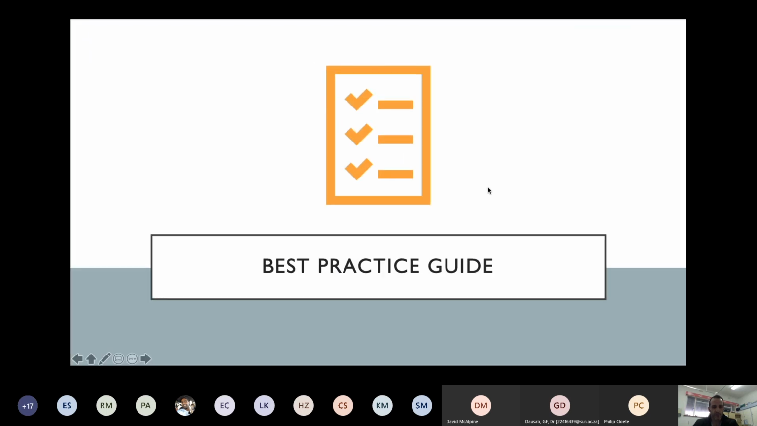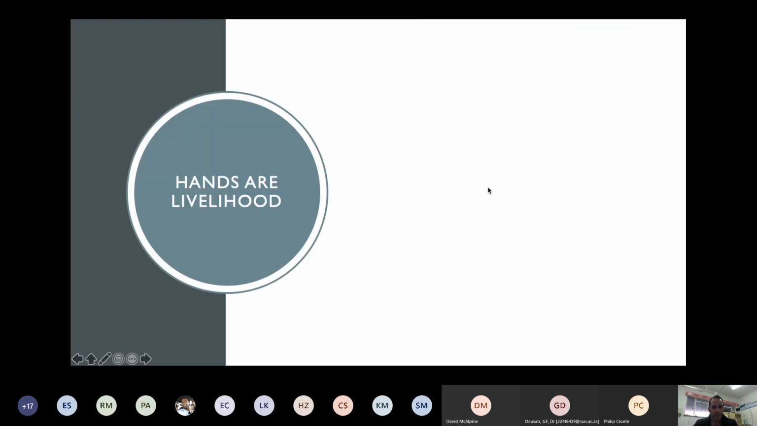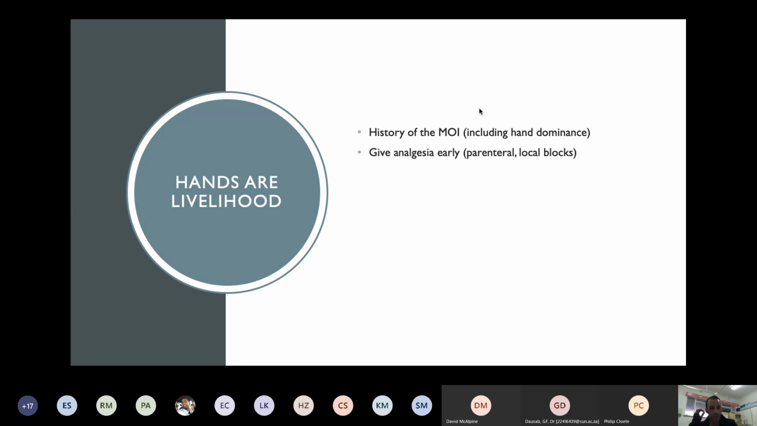In terms of our best practice guide, hands are livelihood. If a person doesn't have a hand or they're bilateral amputees, their chances of working in terms of manual labor is quite low. So what I want to know when I assess a hand injury is the mechanism of injury, okay, and which hand the patient writes with. So what hand are they dominant with? I want to give analgesia early. So I want to give parenteral analgesia, whether it's oral or IV or IM, and administer a local block.